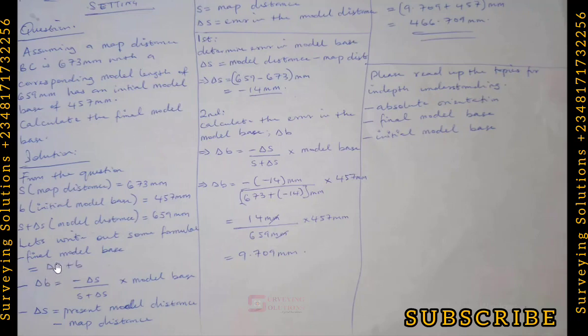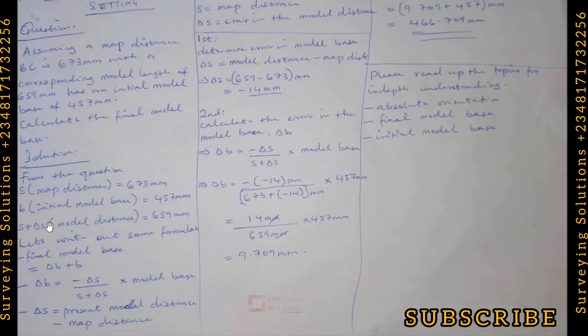So how do we get our change in B? Change in B is equal to minus change in S divided by S plus change in S, multiplied by what? Your model base. Now there's a key somewhere where I've explained the elements of each of this formula. Another important part of the formula is what? Change in S, which you have seen here, right? Good. Now the change in S here represents present model distance minus the map distance.